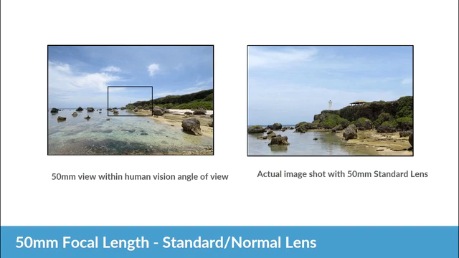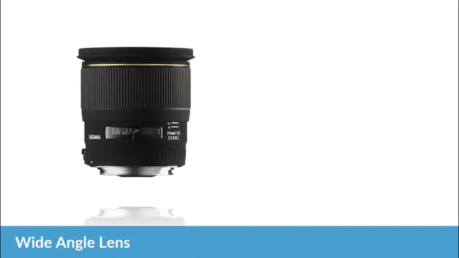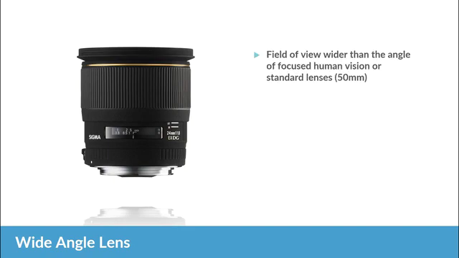Let's have a look at this compared with a wide angle lens. You may or may not be familiar with the term wide angle lens. However, it's another very common term in the photography world. Wide angle lenses are lenses that capture images much wider than what our focused field of vision can see. So remember, our focused field of vision is 50 millimeters. These lenses will capture a field of view that's wider than 50 millimeters.